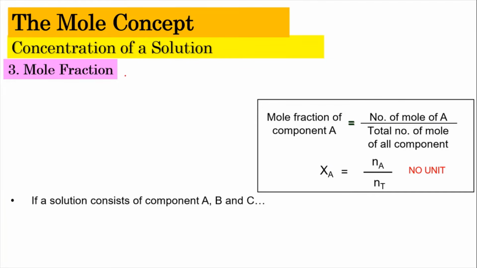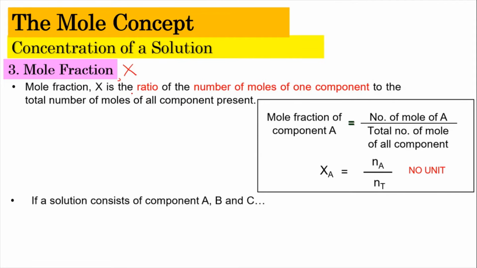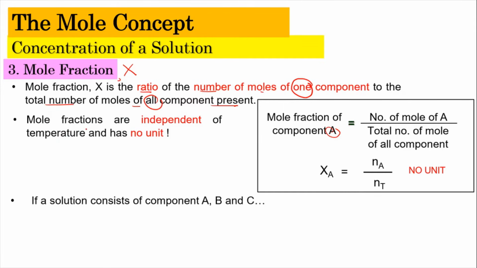So mole fraction is basically denoted by a letter X. Mole fraction is a ratio of the number of mole of one component to the total number of mole of all component present. As you can see here, the mole fraction of a component A is equal to the number of mole of A divided by the total number of all the component. Or you can put it as XA equal to NA over NT. And the mole fractions are independent of temperature.